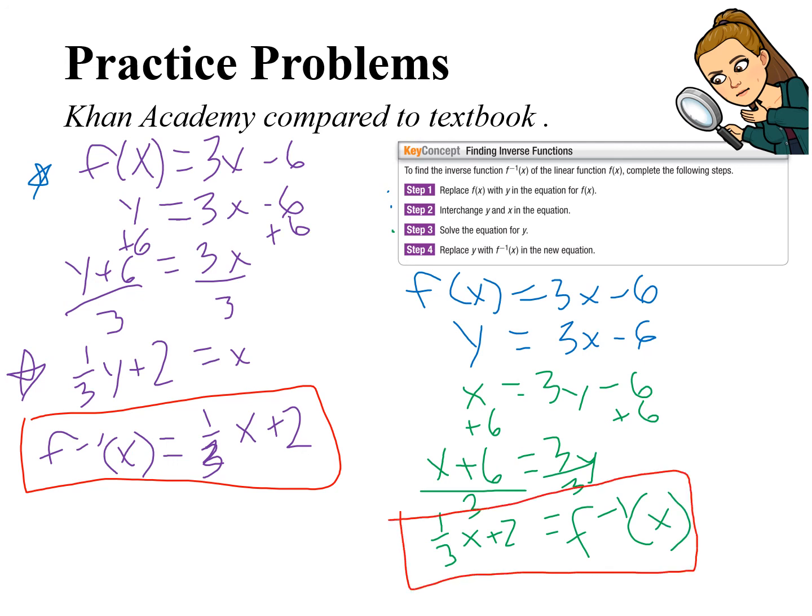Either way works, whichever way works best for you. I like the textbook way of doing it, where we swap it out and we know we're solving for the inverse. But there may be some use for you if you want to shuffle it around, solve for x first, and know that that really is the inverse. Either way works. We get to the same answer. We still get 1/3 x plus 2 is our inverse function.